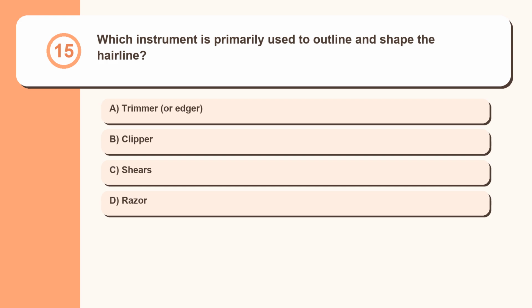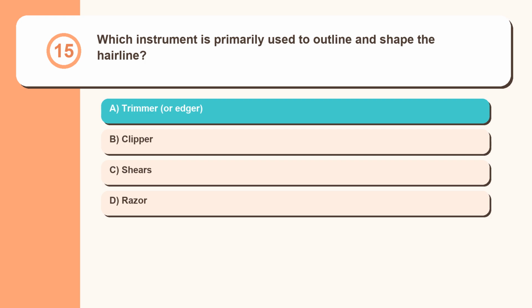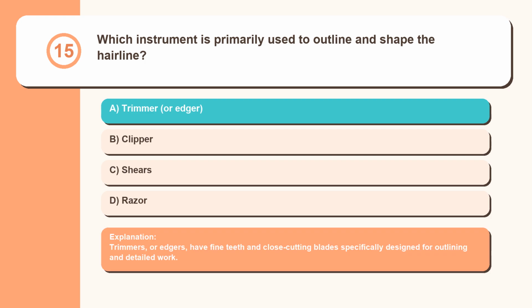Question 15. Which instrument is primarily used to outline and shape the hairline? Trimmer or edger, clipper, shears, razor. Trimmers, or edgers, have fine teeth and close-cutting blades specifically designed for outlining and detailed work.